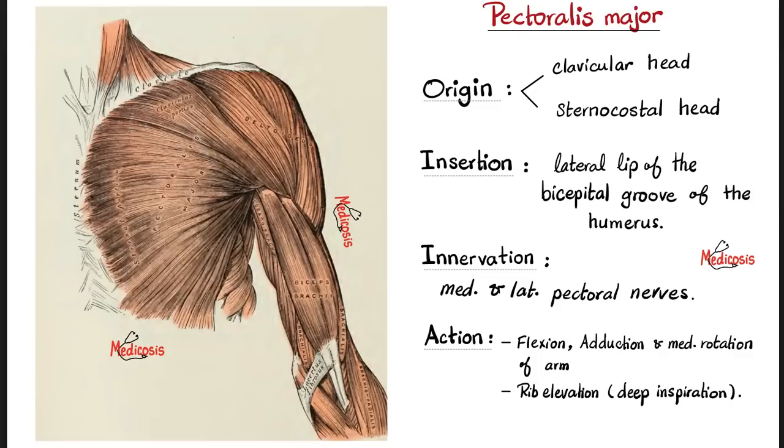How about the action of the pectoralis major muscle? Flexion of the arm, adduction of the arm, and medial rotation of the arm. Be careful, in anatomy, this is the arm, and this is the forearm. Next, the pectoralis major can elevate the ribs during forced or deep inspiration, not during quiet inspiration. So what are the muscles of normal quiet inspiration?